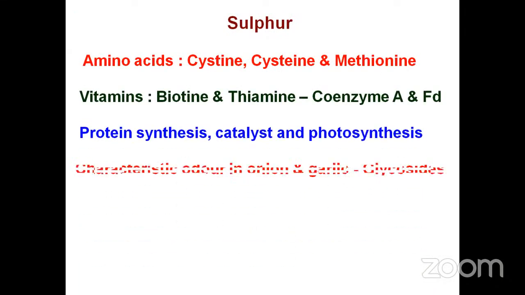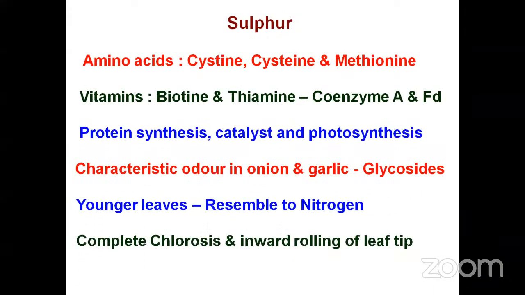So next is sulfur. Sulfur is a component of amino acids like cysteine and methionine. So cysteine and methionine contain sulfur. Vitamins like biotin and thiamine have sulfur. Coenzyme A and pyridoxine also have sulfur. Then sulfur has a role in protein synthesis, in catalysis and photosynthesis.